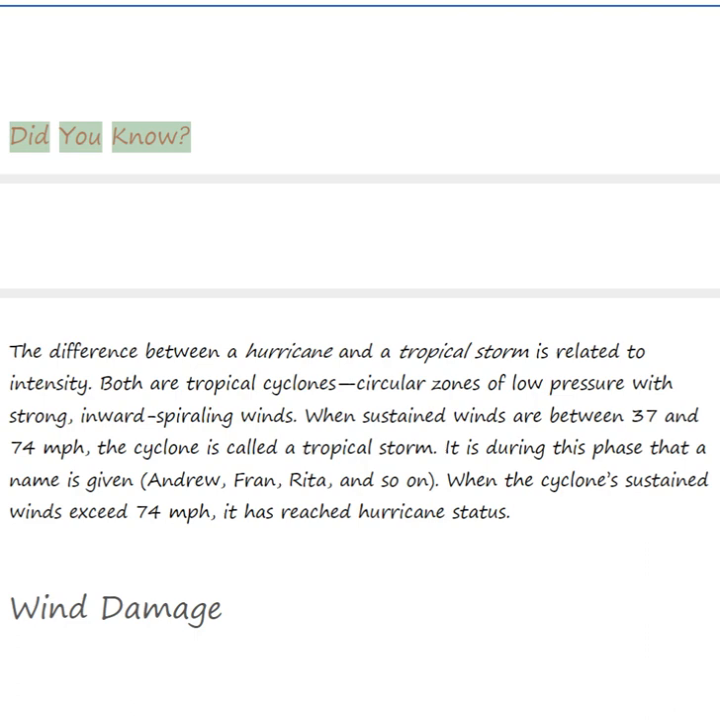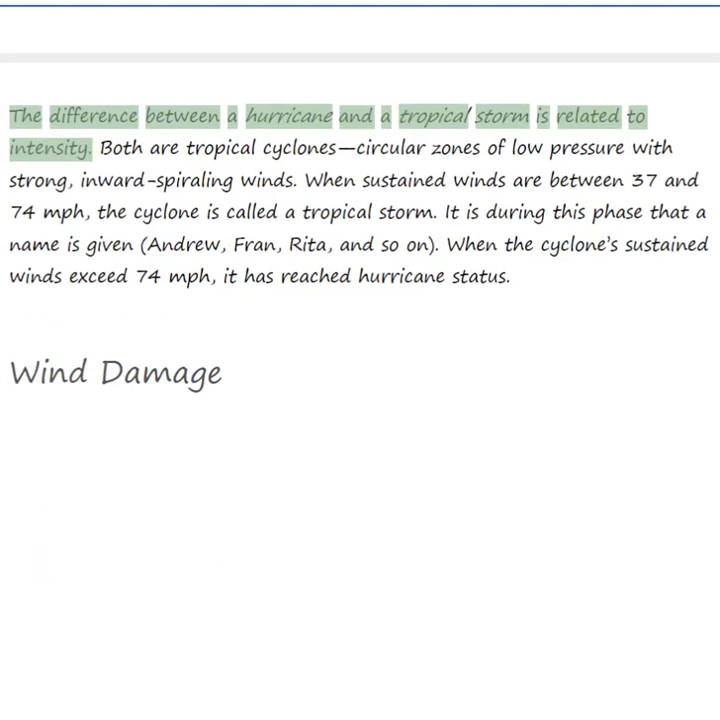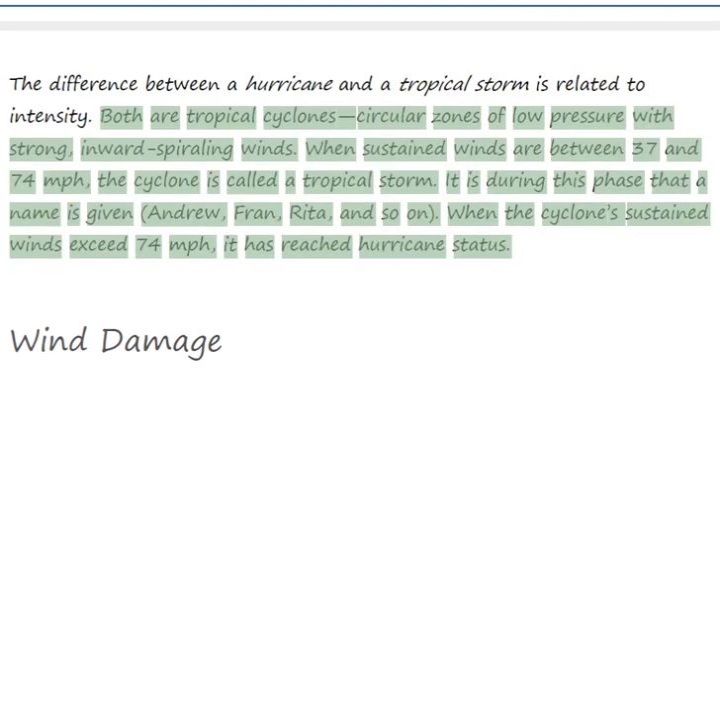Did you know? The difference between a hurricane and a tropical storm is related to intensity. Both are tropical cyclones, circular zones of low pressure with strong, inward spiraling winds. When sustained winds are between 37 and 74 miles per hour, the cyclone is called a tropical storm. It is during this phase that a name is given. When the cyclone's sustained winds exceed 74 miles per hour, it has reached hurricane status.